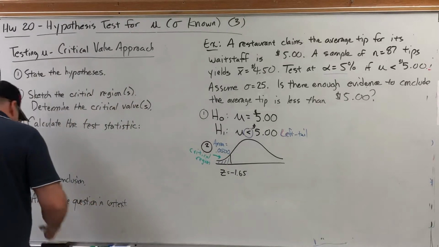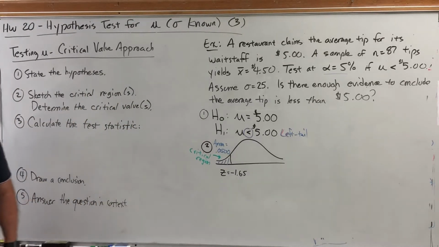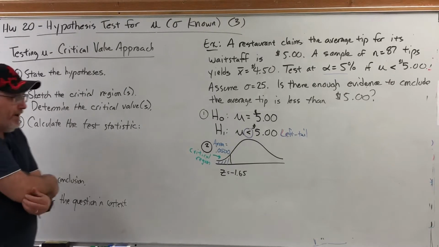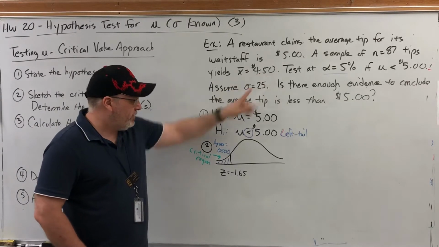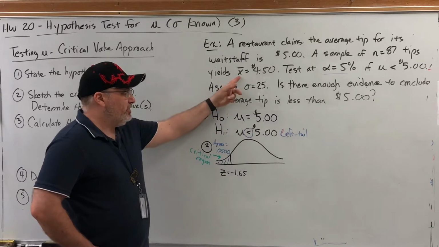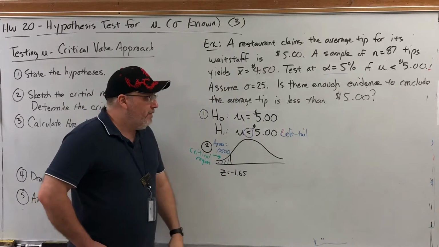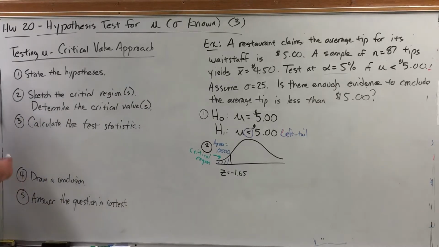Pretty straightforward. Step 3, calculate the test statistic. All right, this is just a formula. In a nutshell, what we're about to do is take what our sample gave us and turn it into something that we can compare here. Right now it's apples and oranges. This is an x bar, that's a z. But we've converted x bars to z's before. In fact, it's the exact same formula.